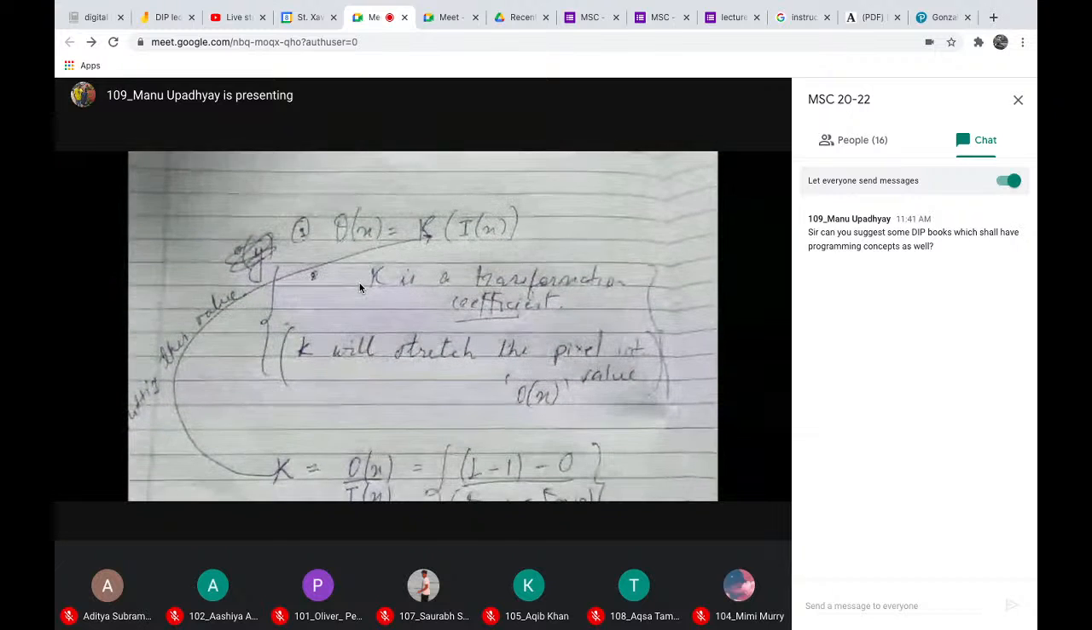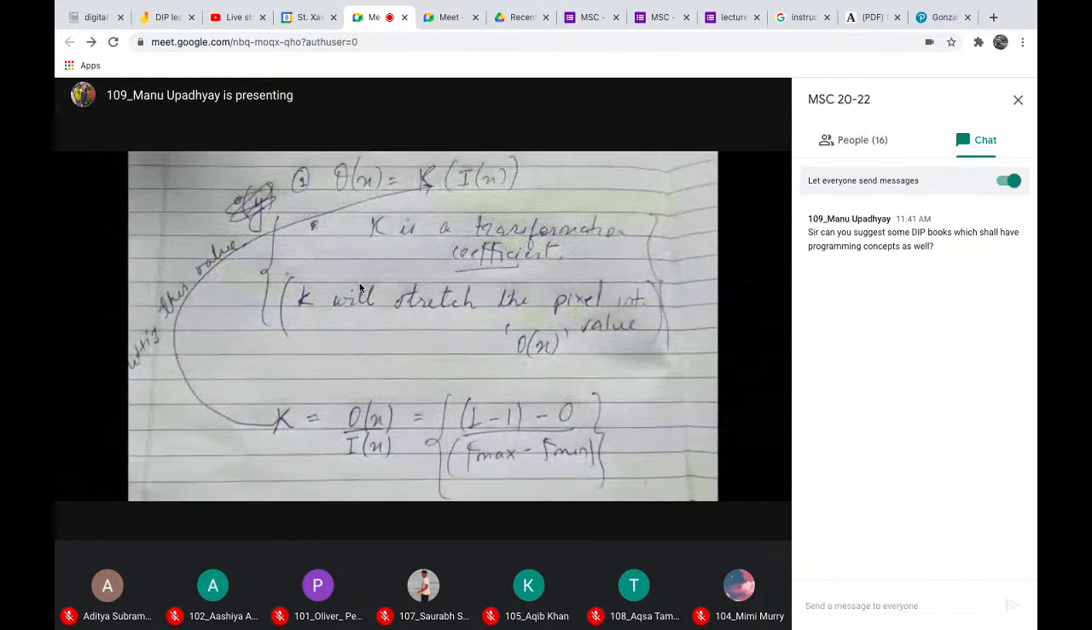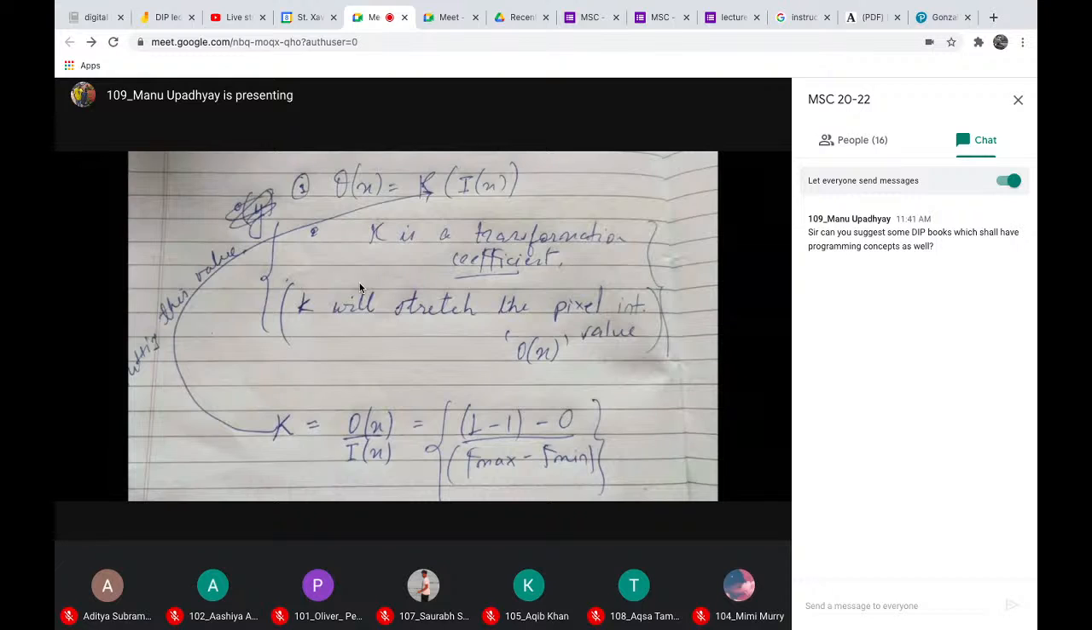It will just stretch the graph or the y value. If it is from 10 to 20, let's say, it will stretch it by a factor of k. So it will become 5 to 50, something like that, in proportion. And the value k we can find by finding the slope, because this is an equation of a straight line.